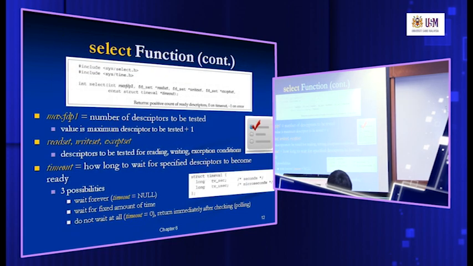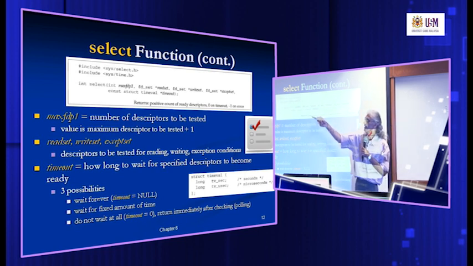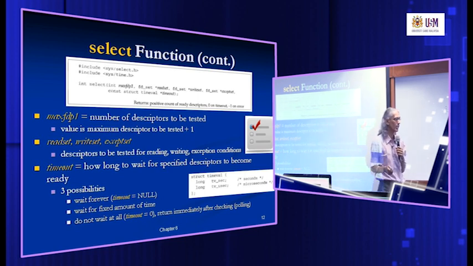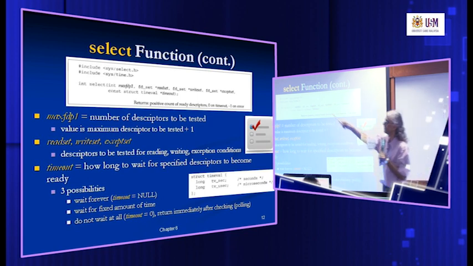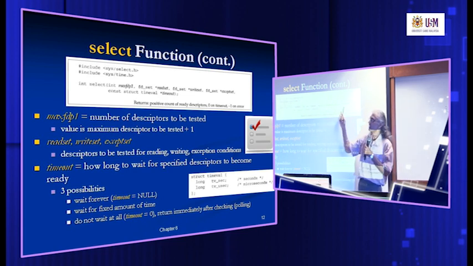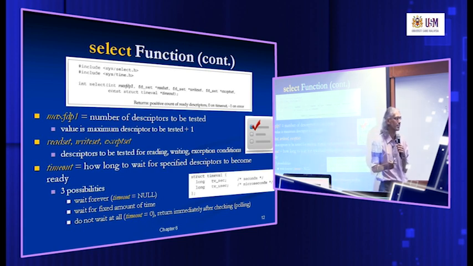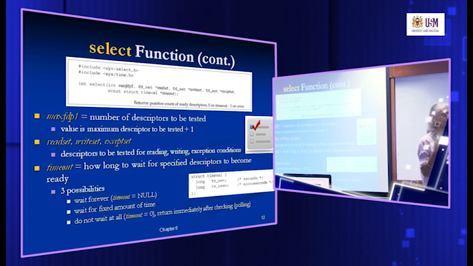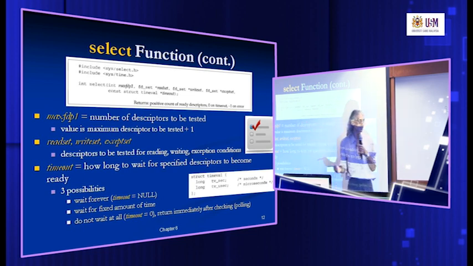If you go back again here, the select function returns a value. What does this value return? It gives you a count of how many sockets have data. We monitor the read, write, and error sets, and the return value will say how many of them are ready, have some data inside. So it could be 1 from here, 2 from here, 3 from here, whatever. The total would be 6.